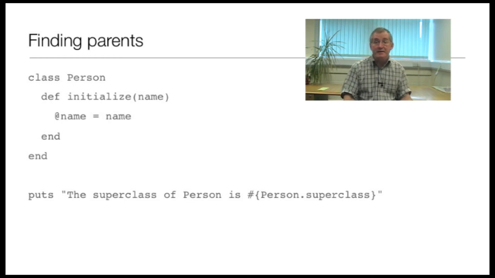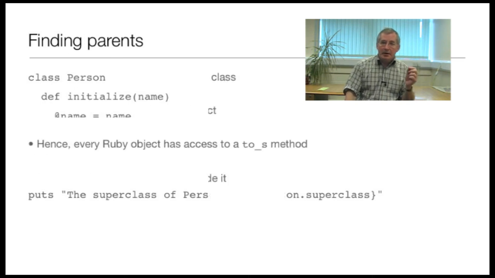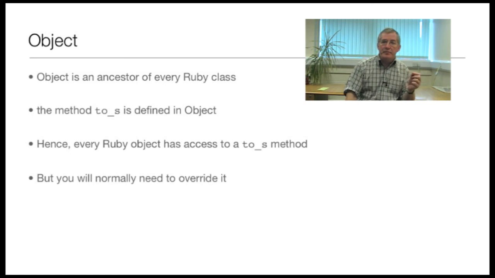They've actually inherited that superclass method from the topmost object in Ruby, which is object. And in this particular case, there isn't any explicit assignment of a superclass to person, but implicitly person inherits from object. So that final statement there will print out the superclass of person is object. And from object, person inherits a number of methods. There are some basic ones which are present. So object is an ancestor of every Ruby class.